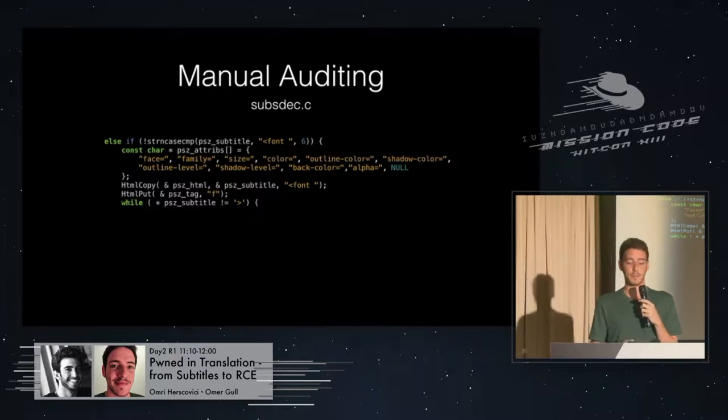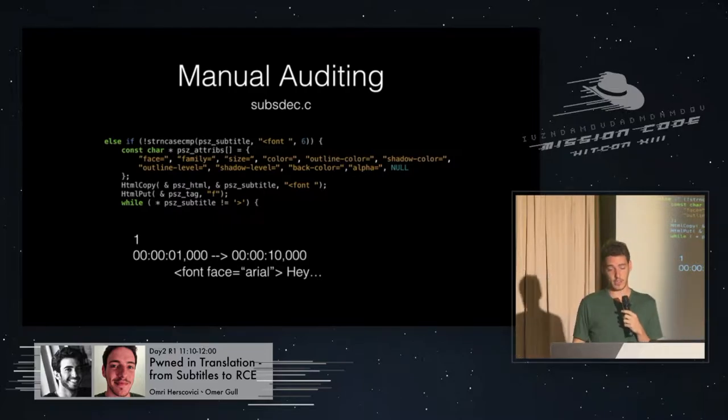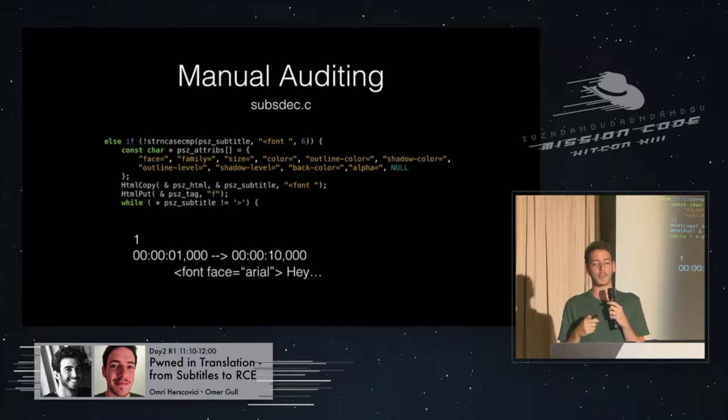So again, this is how a basic SRT subtitle will look like. And this code uses the psz_subtitle variable to parse the subtitle one byte at a time. In this case, the code just identified the HTML font tag. And it then moved on to consuming its attributes, the face attribute in this case. So the decoder will continue reading from the buffer until a closing bracket is met. What this means is that in case the closing bracket is missing, the parser would just keep on reading, resulting in an out-of-bound read vulnerability that was assigned with this CVE.